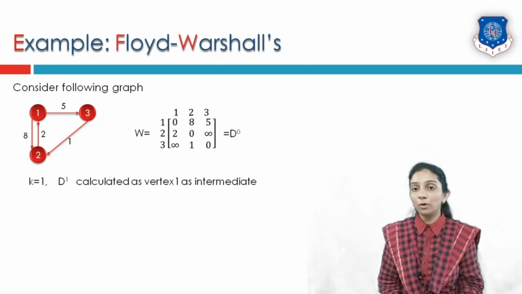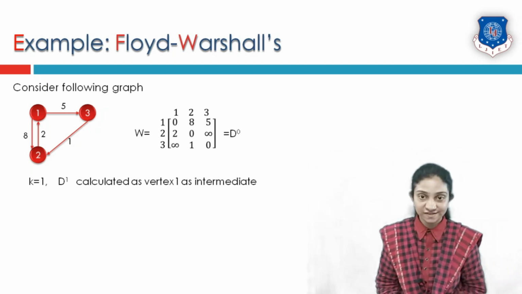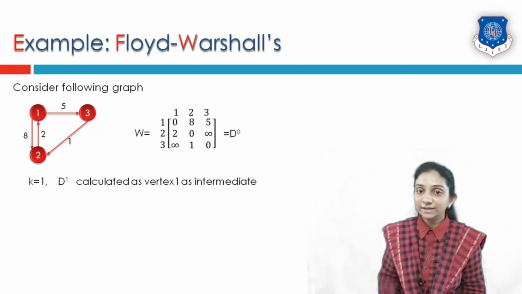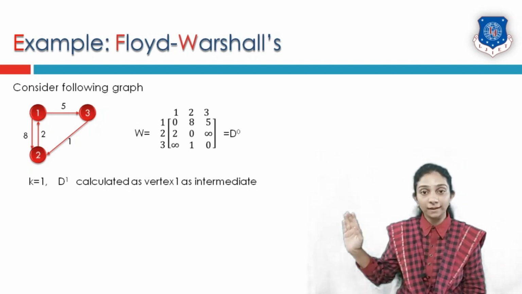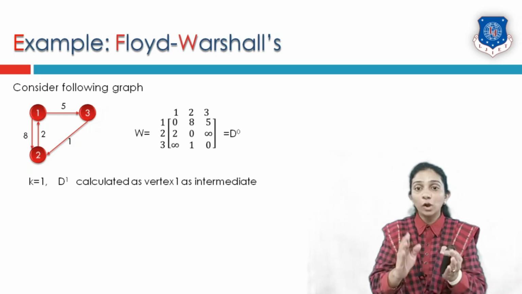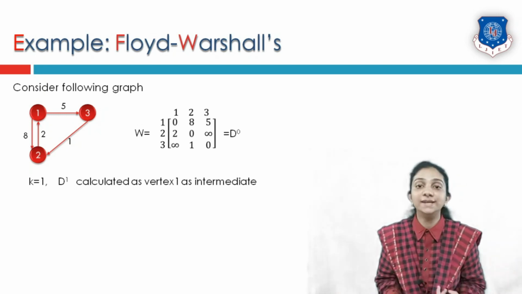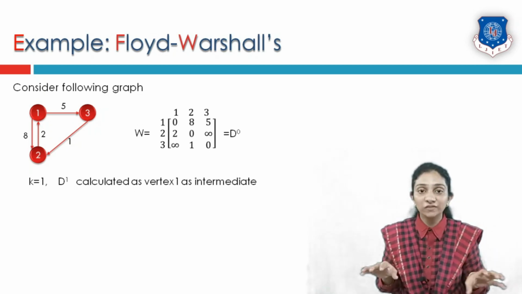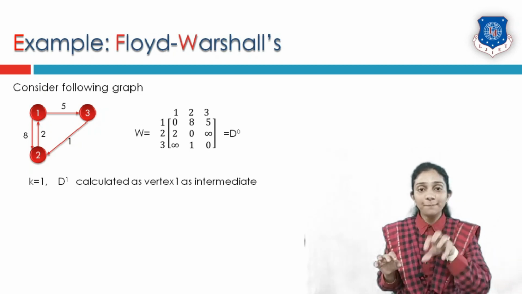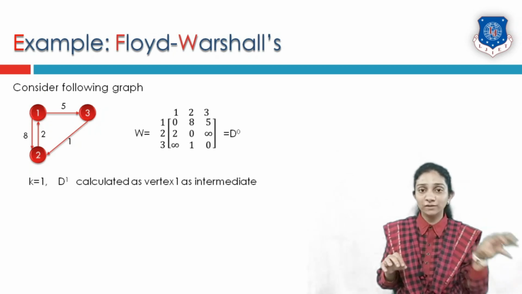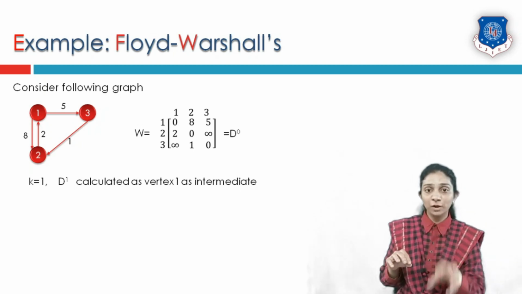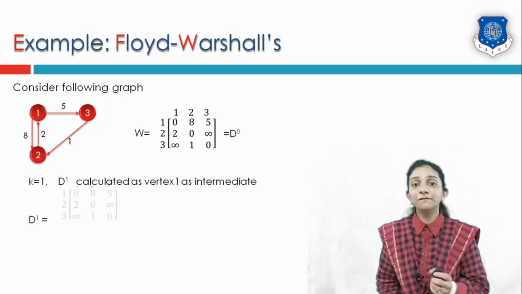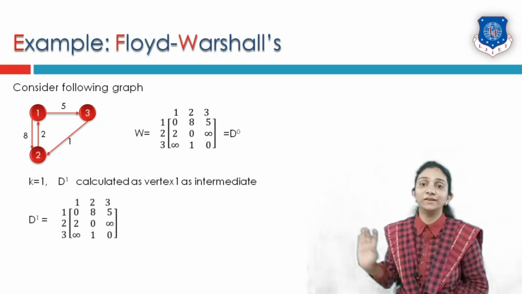Now we will keep on generating a series of distance matrices. So we will start with k equal to 1. D1, distance matrix 1, is calculated with vertex 1 as an intermediate vertex. That means if I am considering any 2 nodes, I might consider a path that goes from one vertex to vertex 1 and from vertex 1 to another vertex. So we will first write down D0 itself.